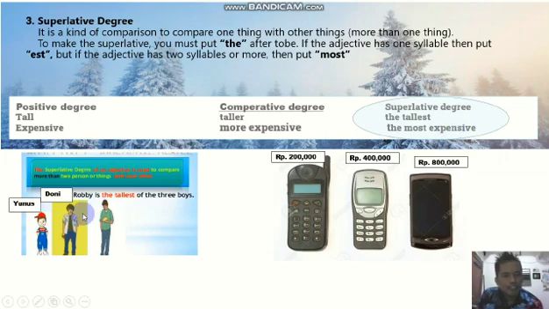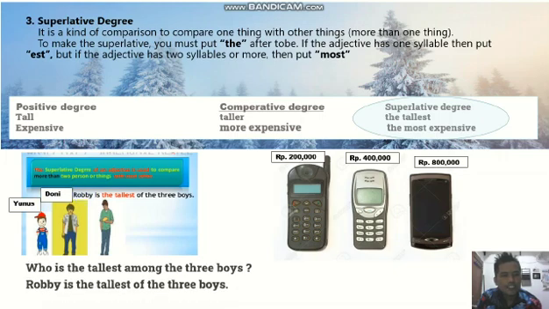Okay, let's look at the first picture over here. Who do you think is the tallest among the three boys here? This is Yunus, Doni, and Robbie. Who is the tallest among the three boys? Yes, Robbie is the tallest of the three boys.